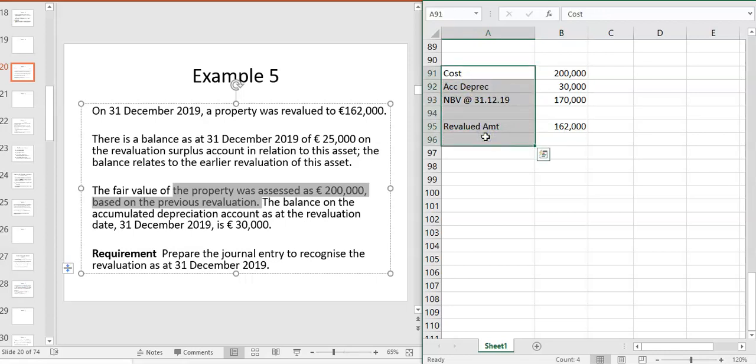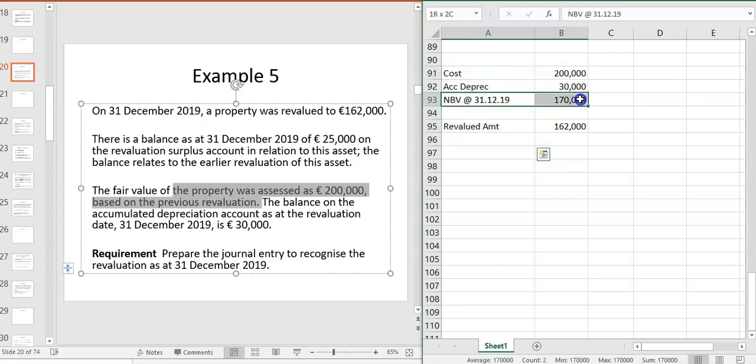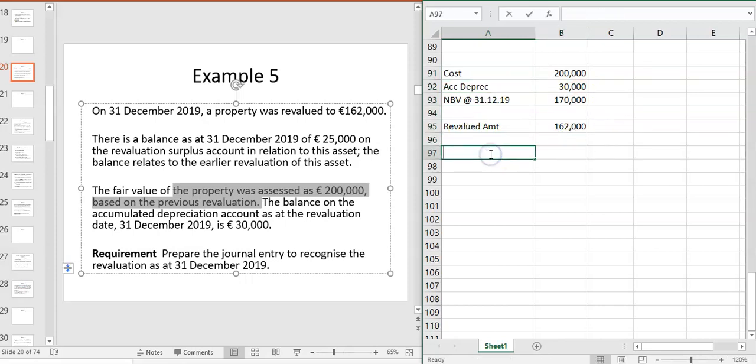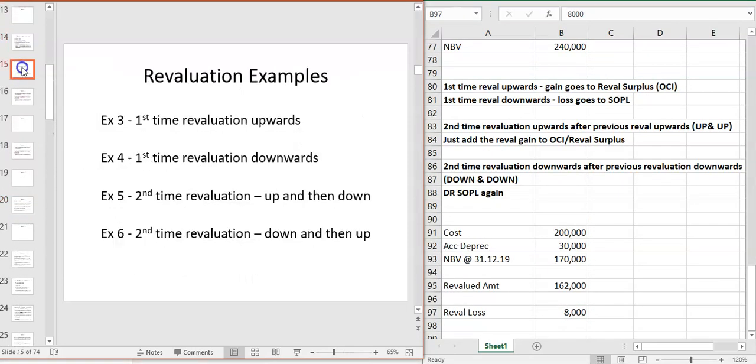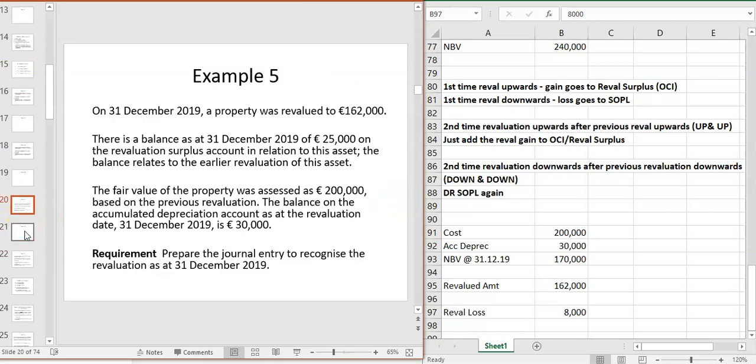It can be quite complicated the way it's laid out, so it's important to try and read between the lines and figure out what exactly is the information that I'm looking at. So we're saying here the net book value at the end of 2019 is 170, it's revalued to 162. So that is a revaluation loss of 8,000. Now, usually if that was a first-time revaluation loss, we would put all of that to the P&L. But this is a second-time revaluation. So if we go up to the previous slides, example 5 is a revaluation up and then down. So this is a second-time revaluation that is going down.